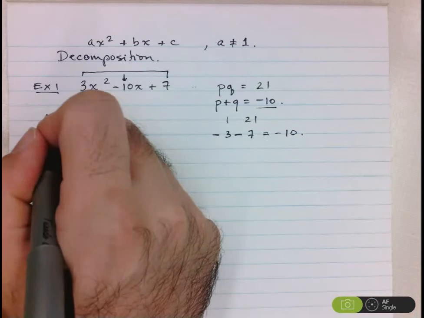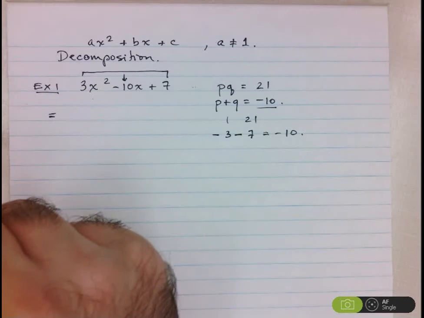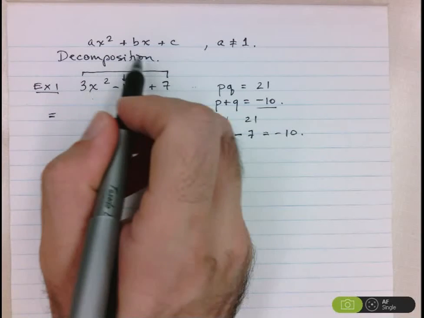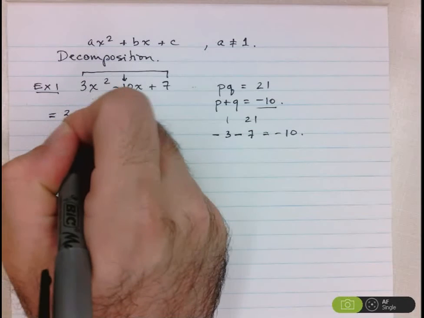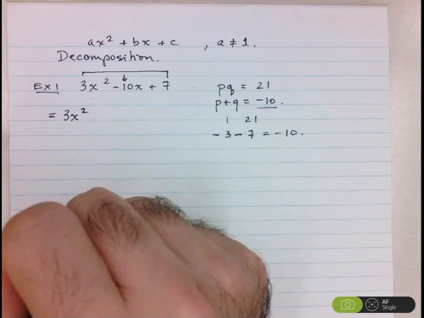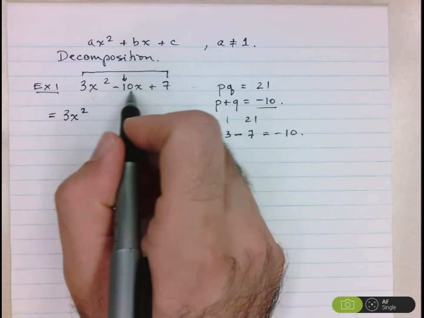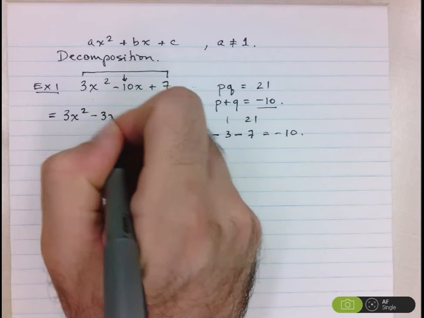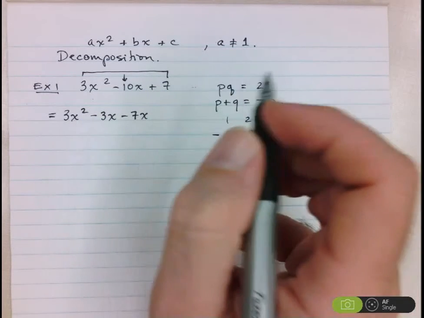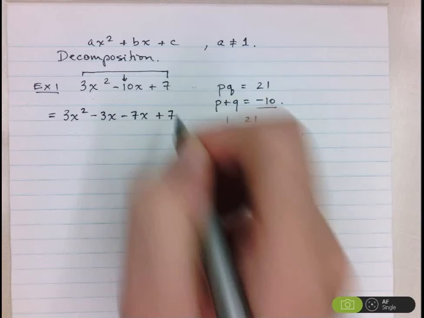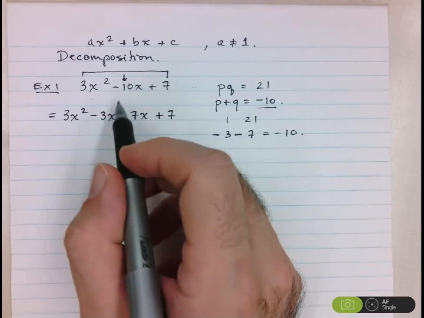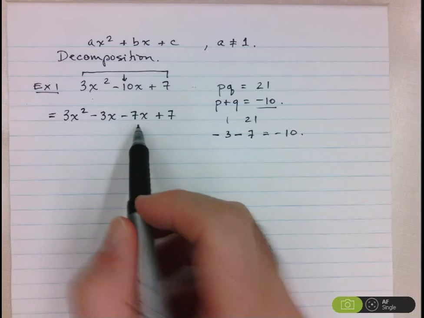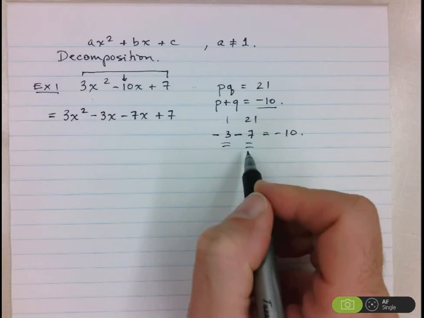Okay, and this is where this procedure differs from what we did when a was equal to 1, because now we bring in the decomposition part of the process. So the first term and the last term are going to remain the same, but what we do is we rewrite this middle term, -10x, as -3x minus 7x. Okay, and then we still have the plus 7. So notice these two expressions are equal. All I've done is I've rewritten -10x as -3x minus 7x using the two numbers that I found earlier.